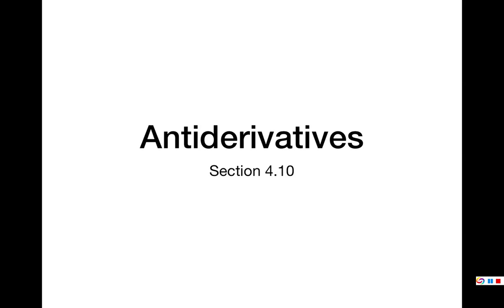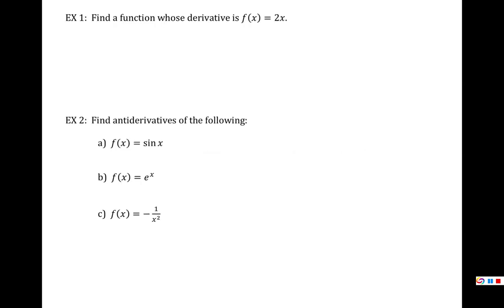In section 4.10, we're going to be talking about antiderivatives. So basically what that means is we're going to be working backwards. If I give you a derivative, I want to know what is the original function. We're going to call that the antiderivative. Example 1 says, find a function whose derivative is f of x equals 2x. Hopefully we've taken derivatives for long enough that we just know, just by guessing in our heads, what function gives us a derivative of 2x.